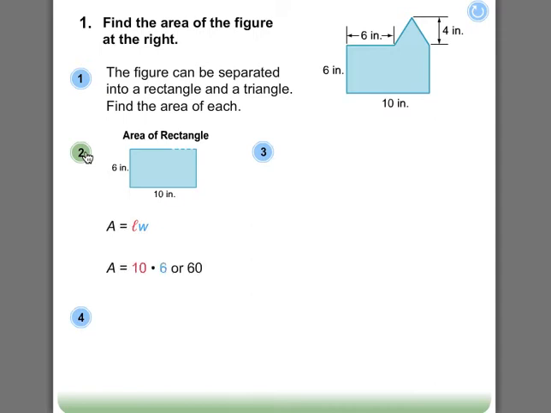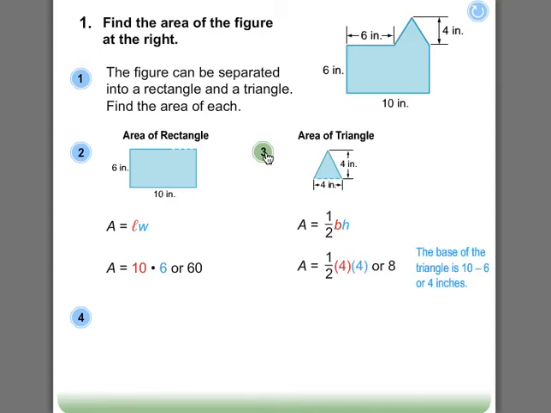The area of a rectangle, 6 inches and 10 inches, is the length times the width, so 10 times 6, or 60. And the area of a triangle is 1/2 the base times the height. Oh my gosh, how do we figure out the base of this triangle when it doesn't tell us what the base is?